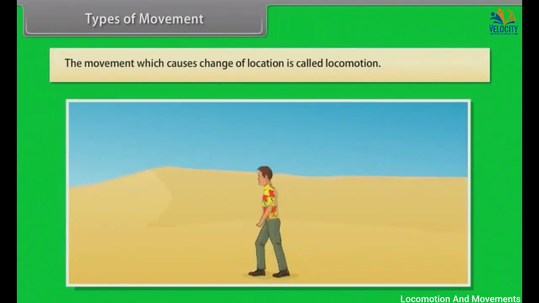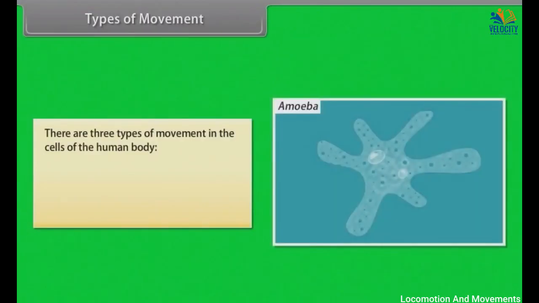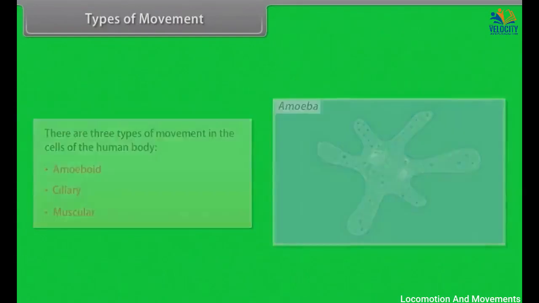Types of movement. The movement which causes change of location is called locomotion. There are three types of movements in the cells of the human body: amoeboid, ciliary, and muscular.